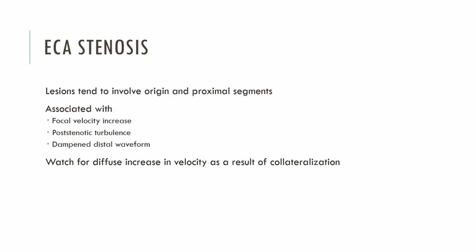ECA stenosis: these lesions tend to involve the proximal segments, and that's the region that we are going to look at most closely. Now, these are associated with focal velocity increases, post-stenotic turbulence, and a dampened distal waveform after the stenosis. You want to watch for diffuse increase in velocity as a result of collateralization. So these vessels are pretty good at building collaterals, but when they do that, you will get that increase in velocity.